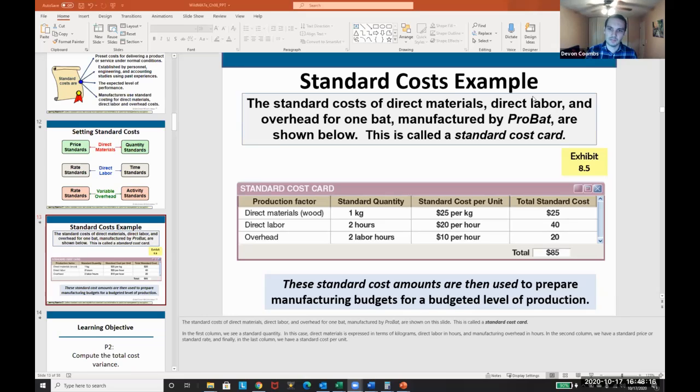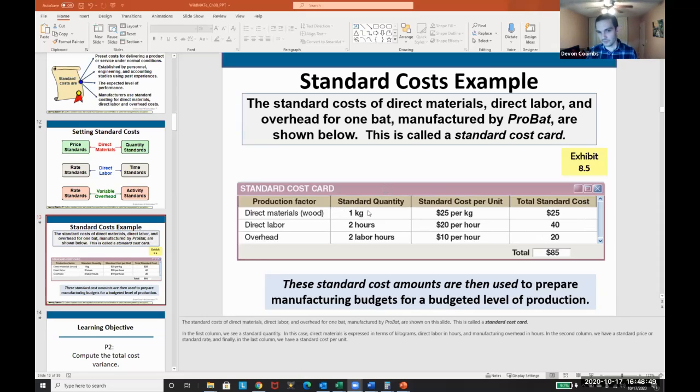So the standard cost of direct materials, labor, and overhead for one bat by this ProBat company. And so they're saying here is this is what you'd kind of see in your computer, right? You'd get it in a system like SAP or Oracle or QuickBooks. You would input your information. A managerial accountant would determine that the standard quantity used for our bat is 1 kilogram of wood, and it's about $25 per kilogram. And so the total standard cost is $25.